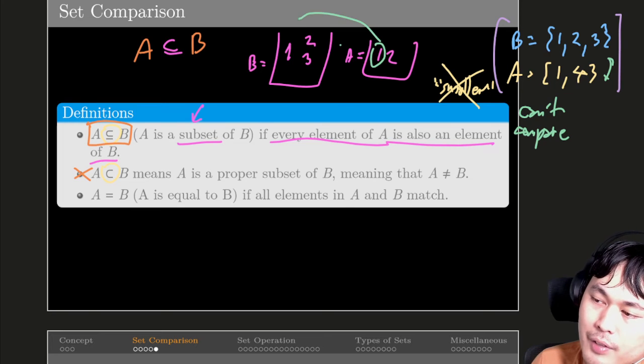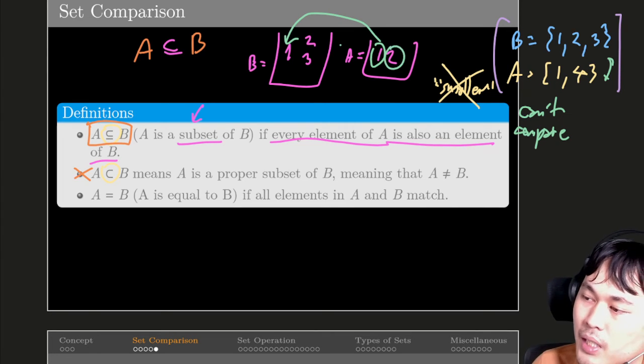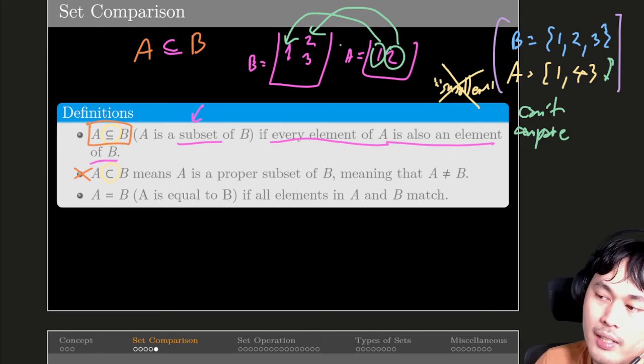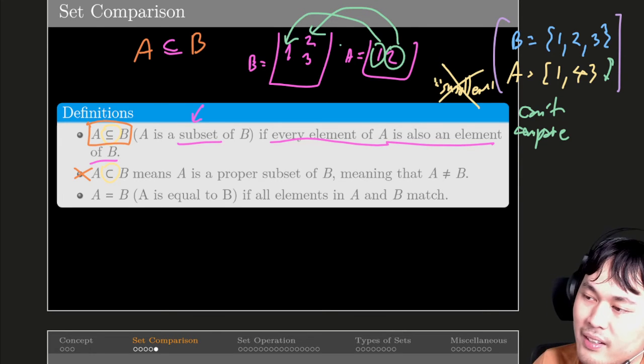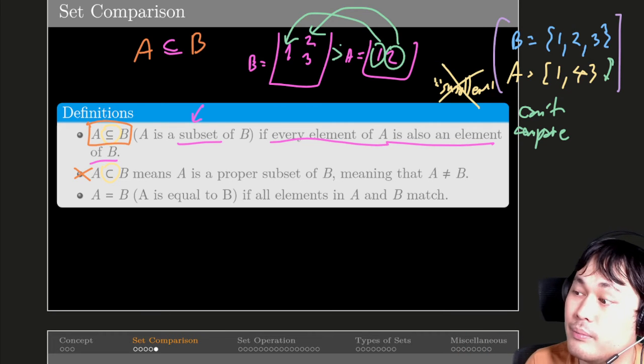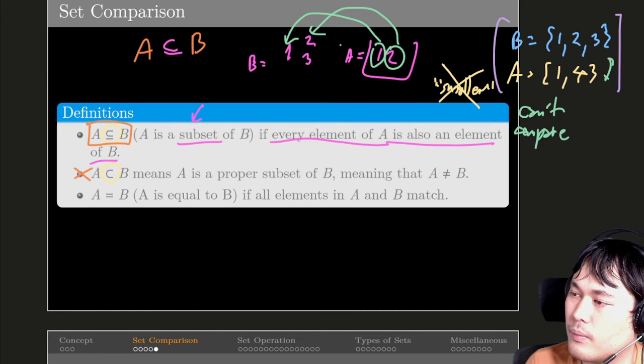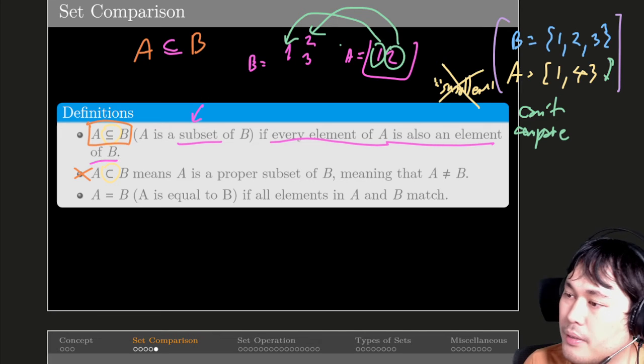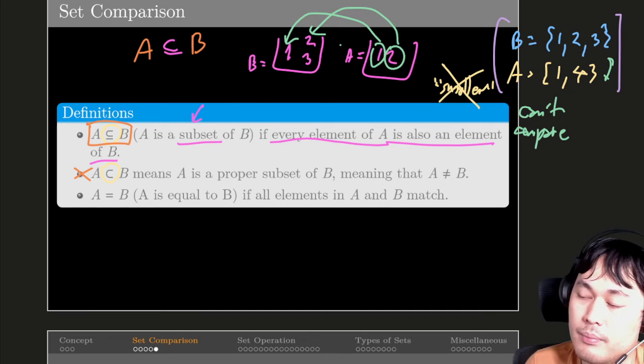In this case, we can find 1 from the smaller set inside the larger set. We can also find 2 in the larger set. So now we can say that A is actually smaller than B. So that's the concept of the subset.